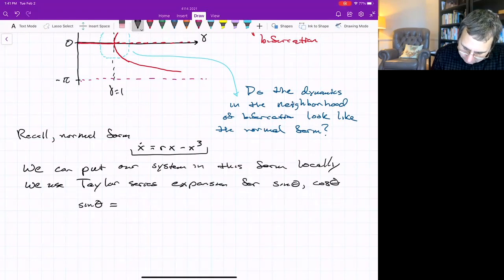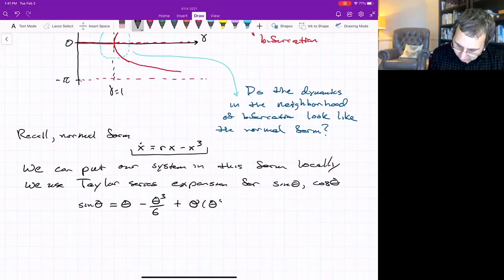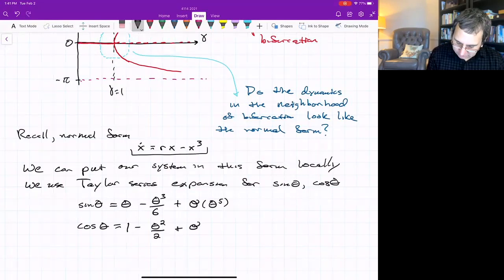Sine theta, I always remember the first term because it's theta. The second term is a little bit harder. Theta to the third over six. And then I know there's only odd numbered terms, so just remind myself, it's order fifth and higher. Cosine theta, it's good to remember these, at least the first two terms. This is 1 minus theta squared over 2. And then the next higher order term, it's only even terms, so it'll be theta to the fourth.